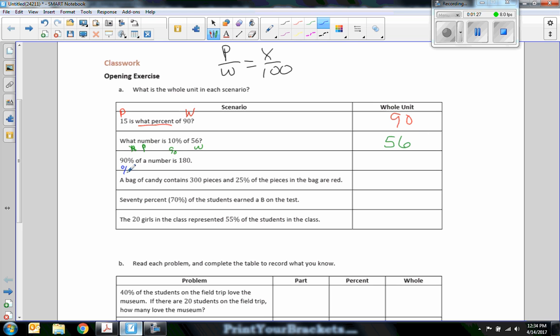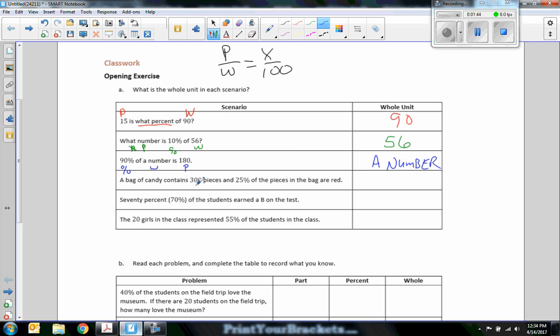Here's my percent. 90% of a number. 90% of some number, some total, is the part, 180. So the whole here is a number. Some number we don't know.